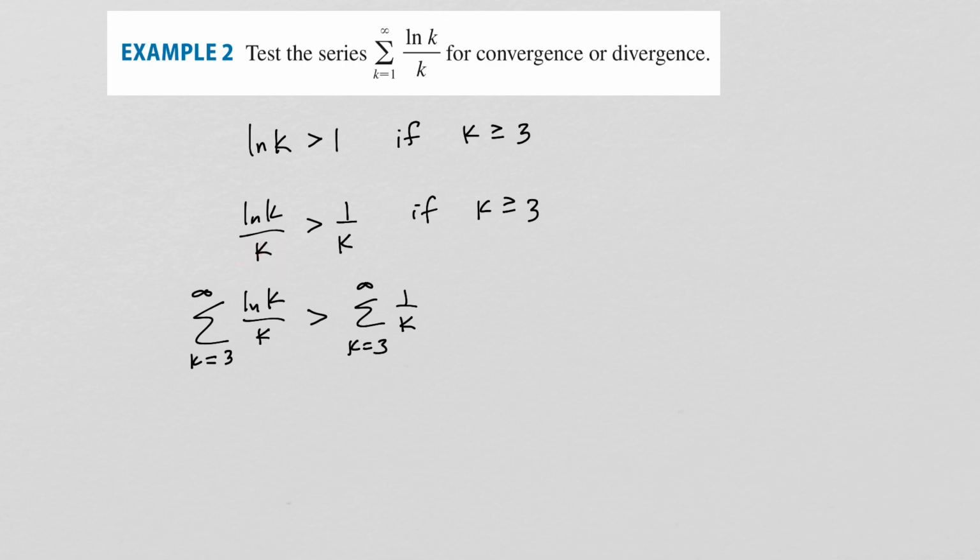Right? Because this is larger than this for all values of k greater than or equal to 3. But we know that this series diverges. And we know it diverges because it is the harmonic series. So we can actually call this series out by name. It's a special series. It's the p series with p equals 1. And remember, if your value of p is less than or equal to 1, we know that it diverges. But this one in particular is called the harmonic series, and we know it diverges.